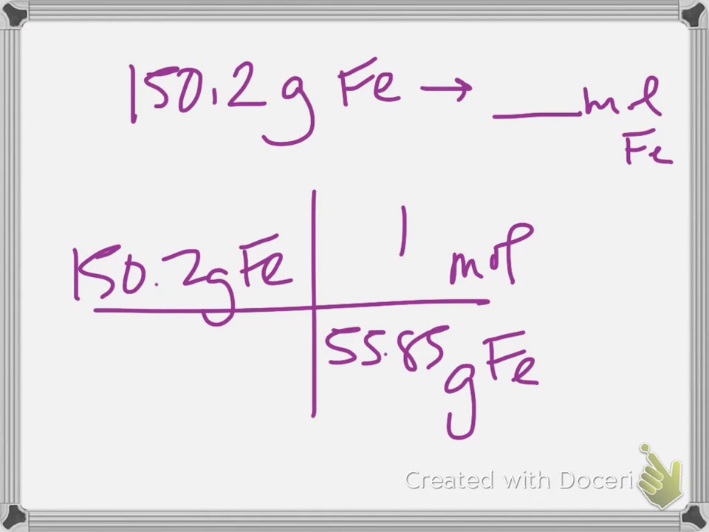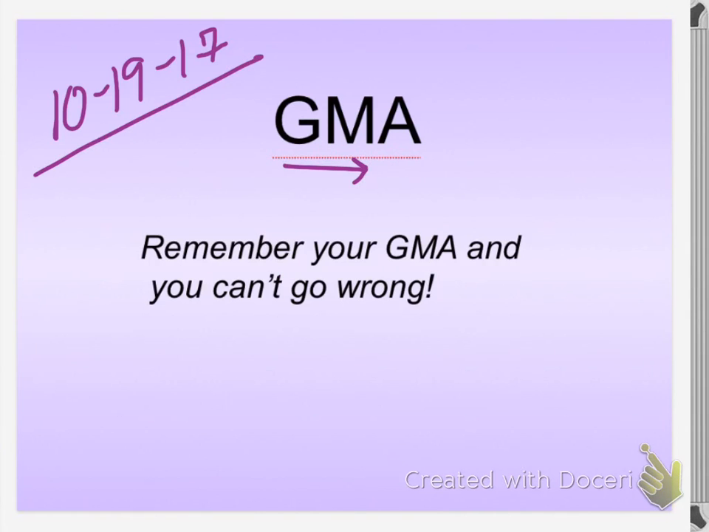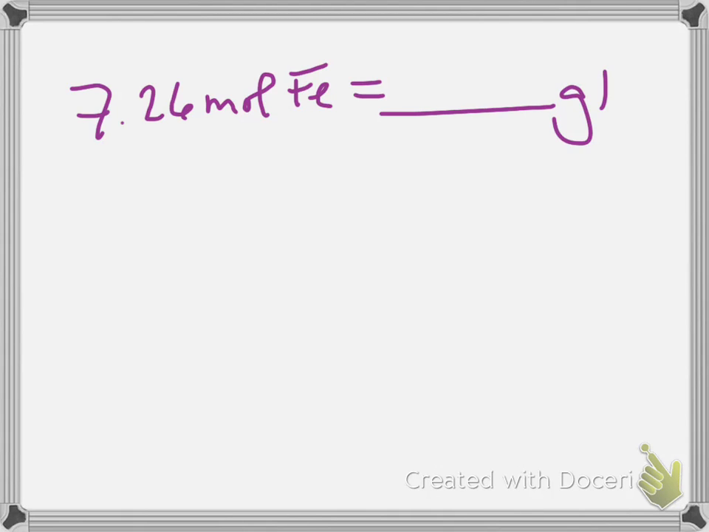Okay. So we know how to do gram to mole conversions. If you're presented with mole to gram, how different is that? Not very different. It's still one step. And there were a couple of these on the front page. So let's say I'm handing you a lump of 7.26 moles of iron. And I would like to know how many grams of iron that is.